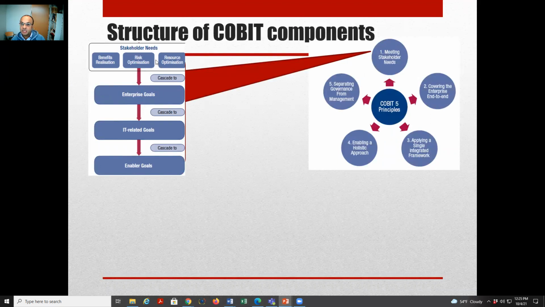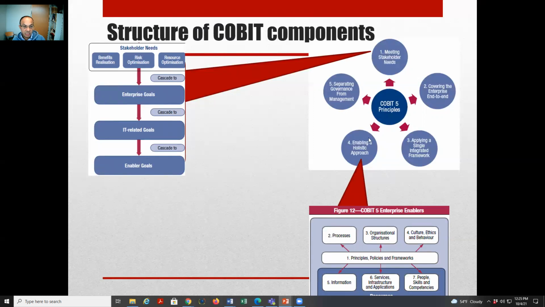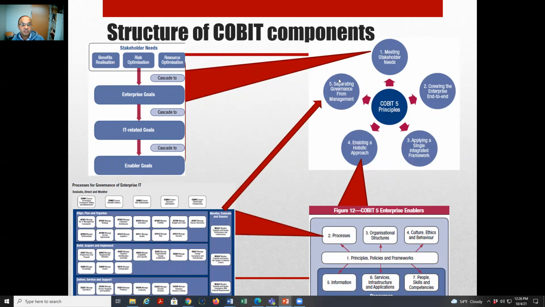So how do we meet the stakeholders' needs? Here we go. We start with the enabler goals, then we go to the IT related goals, enterprise goals, and then we go to the stakeholders. Then for the holistic approach, we start with the principles, policy, and framework that should spread around all the enterprise enablers. And for the separation of governance from management, we put here the framework that aligns, plans, and organizes, builds, acquires, and implements, delivers the services, and then does monitoring. So here I am trying to explain how the establishment of the COBIT components is set up by the governing body and the executive management, and what we should do from the management side to keep the COBIT framework going through.